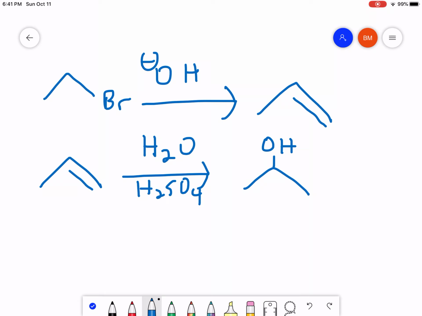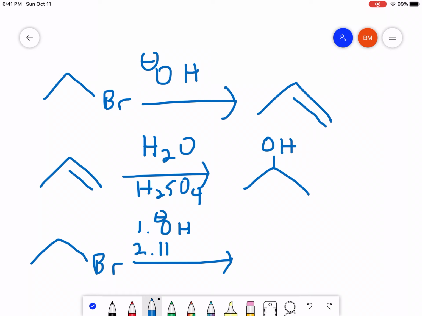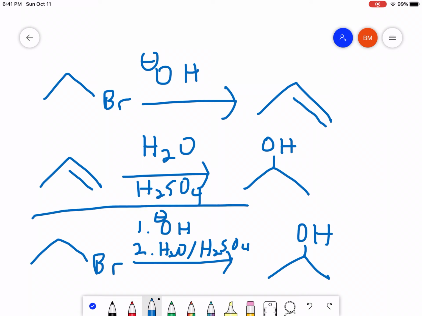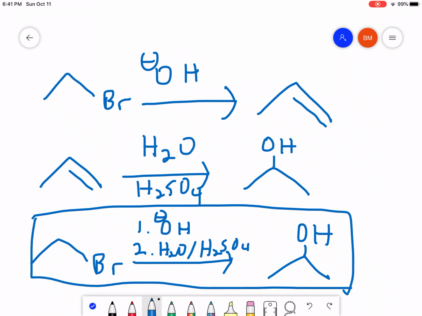However, organic chemists like to be a little bit more efficient with it. So you can take one of your reactants, draw the arrow, and make a numbered list of steps. Number 1, the first thing we did was add OH minus. The second thing we did was add H2O in the presence of sulfuric acid. And the end result was isopropyl alcohol. What I'm putting in the rectangle means the exact same thing as this. It's just a more compact way of writing it.